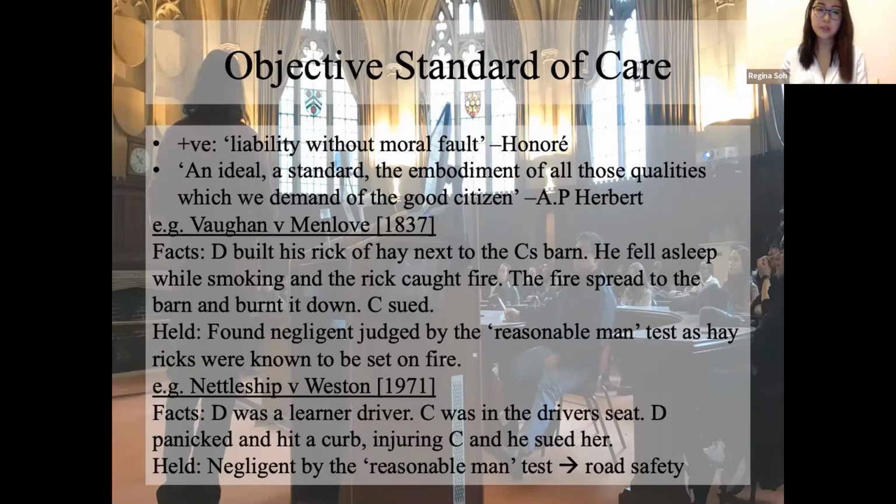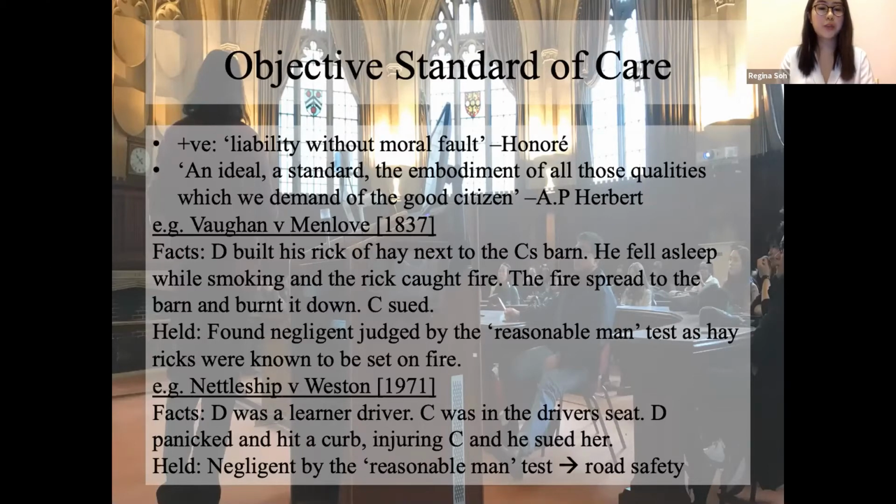The claimant obviously sued because his barn was ruined. Using the objective standard of care, the judges held that the defendant was found negligent because he was being judged to a reasonable man test. In 1837, there were many cases of barns or infrastructures being burned down because of hay ricks catching fire. So the judges held that as a reasonable man, he would have known that hay ricks were known to be set on fire and it would ruin infrastructures nearby. So in that way, he was liable.